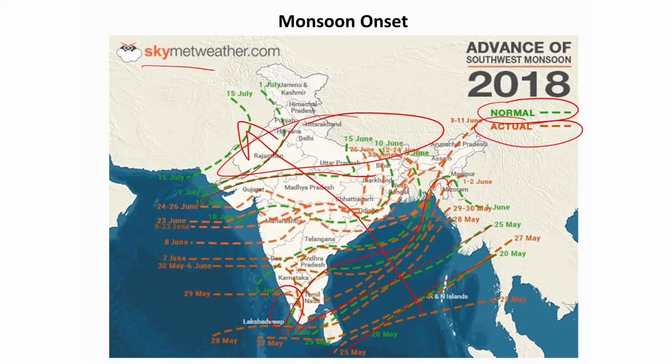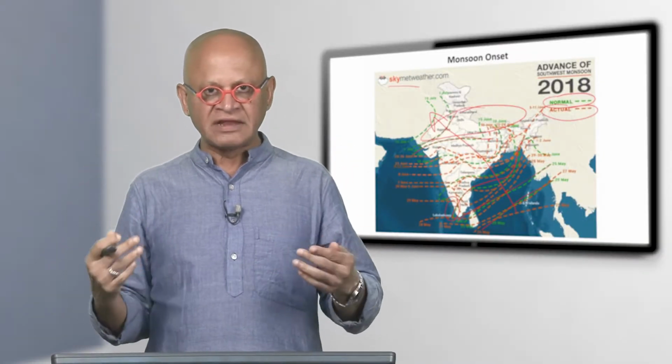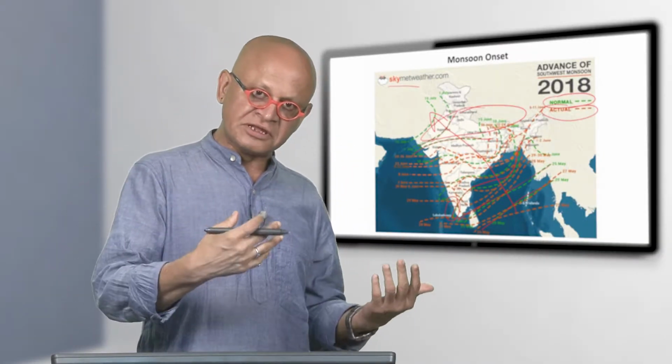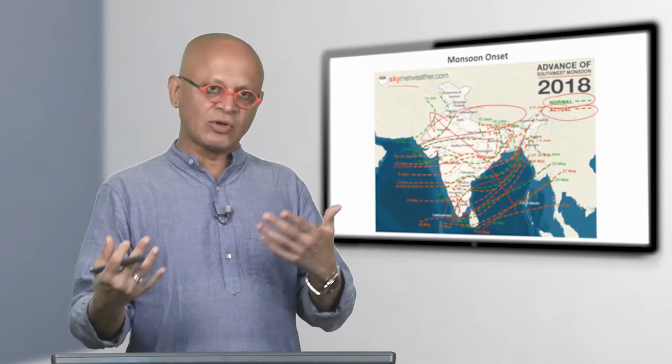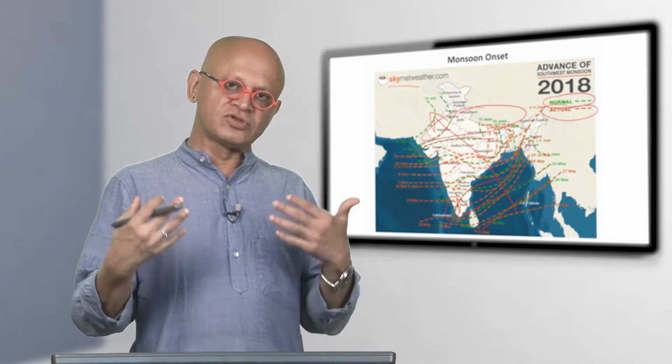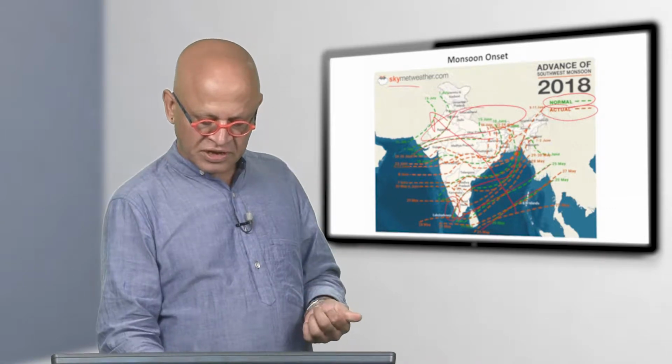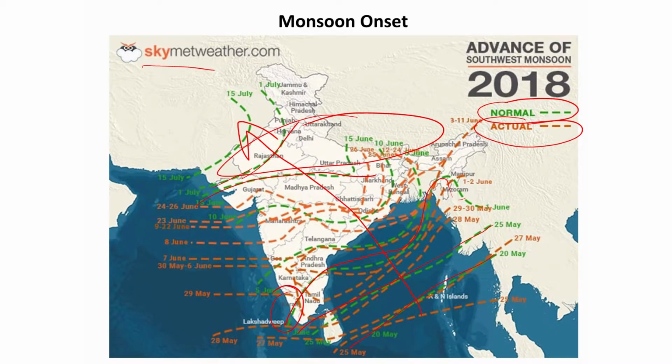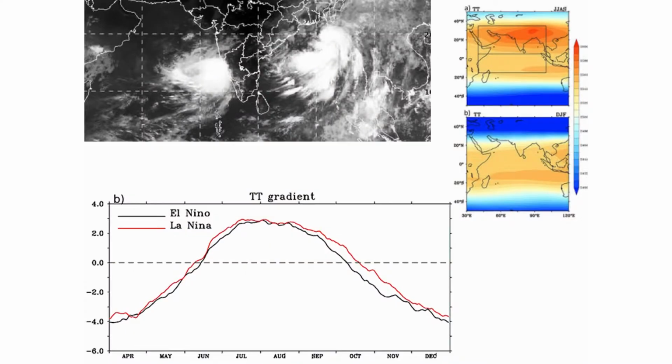There is some anecdotal evidence that if the onset happens earlier, it generally tends to be a wet year, but already we know that this year monsoon onset actually happened a few days earlier, something like 29th May instead of 1st June, but we are still having an unusual distribution of rainfall. So, why does this onset happen?